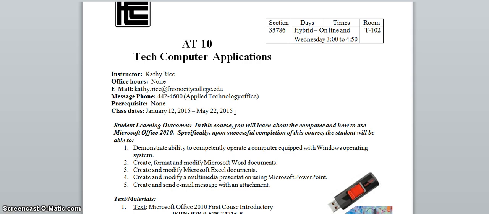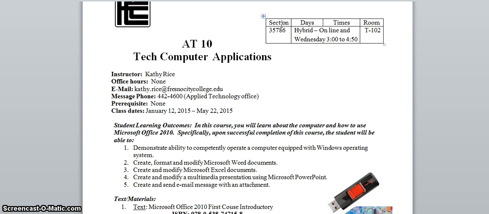Okay, now the first thing that I want you to notice on your syllabus is right up here in the upper right-hand corner, the section number of the class, 35786. You need to put this section number on everything you turn in to me. If you don't, I'm not going to remember what class you're in, and you may not get the appropriate credit for your assignments.